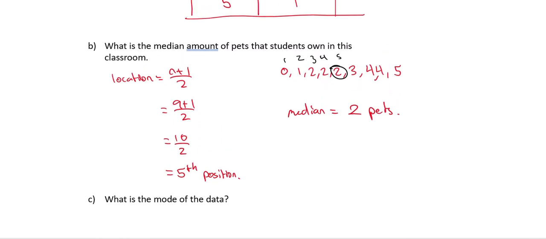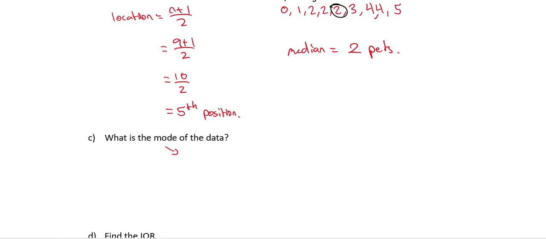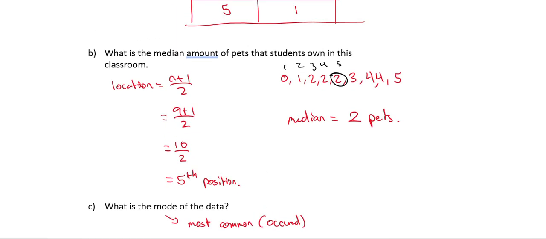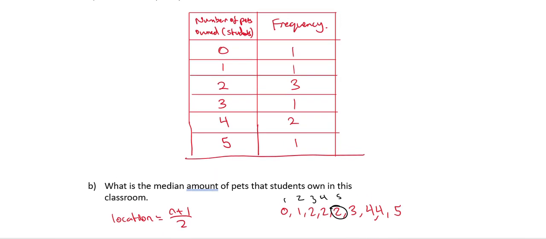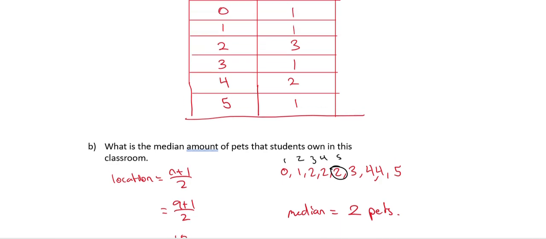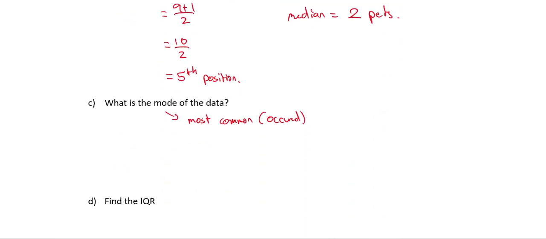What is the mode of the data? So remember the mode is just most common, aka occurred. So you can just have a look at your little list here. Just go back to part A. We can see that 2 appeared 3 times and nothing else beats that. So you can just say mode equals to 2 pets.